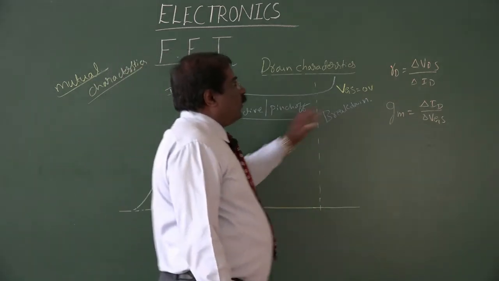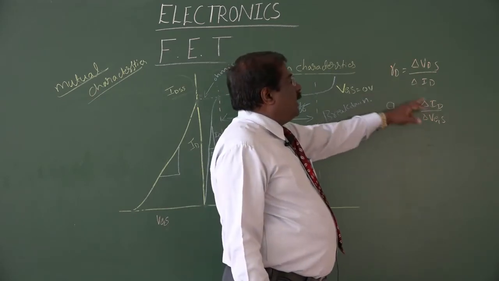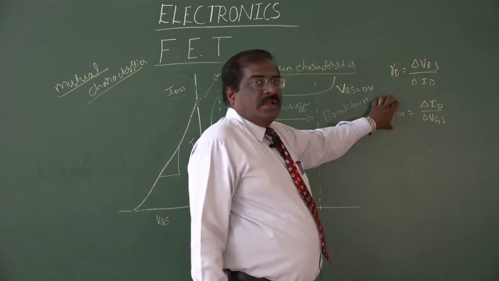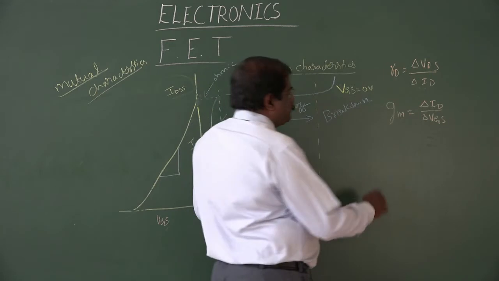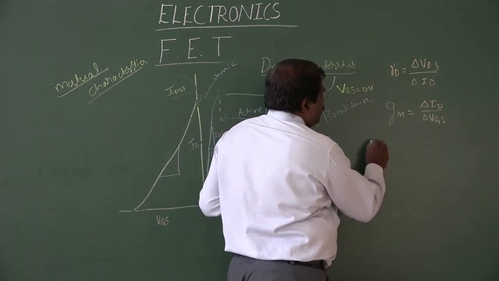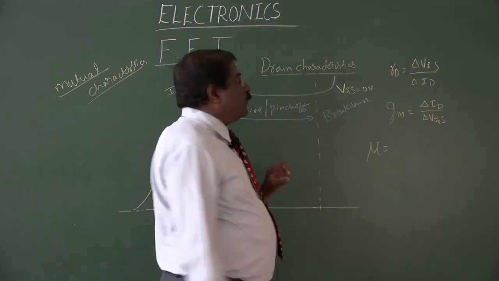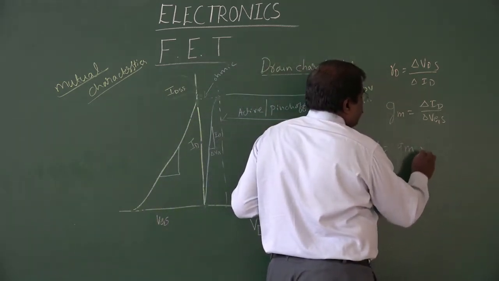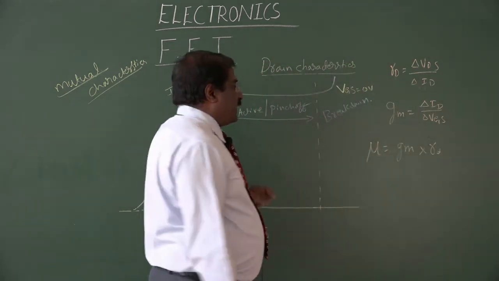Resistance is voltage by current. Conductance is what we declare as current by voltage. In the FET we treat that as GM, that is called transconductance. So mu, the new factor, that is called amplification factor, mu is equal to GM into RD. Mu is called amplification factor.